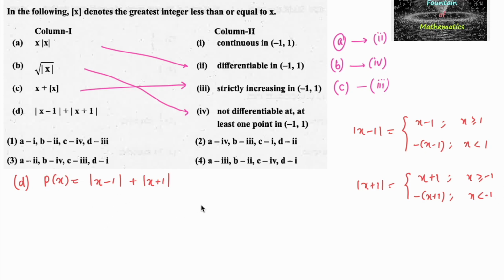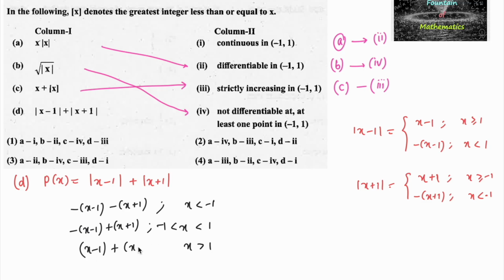So here we can write, for the interval x less than minus 1, mod of x minus 1 as negative of x minus 1 and mod of x plus 1 as negative of x plus 1. And for x lying between minus 1 and plus 1, mod of x minus 1 we can write as negative of x minus 1, and here we can write plus of x plus 1. And in the third case, when x is greater than 1, both are positive, that is x minus 1 plus x plus 1.